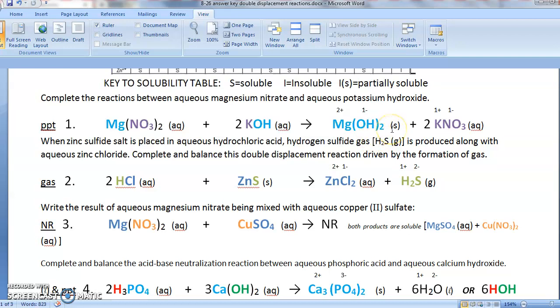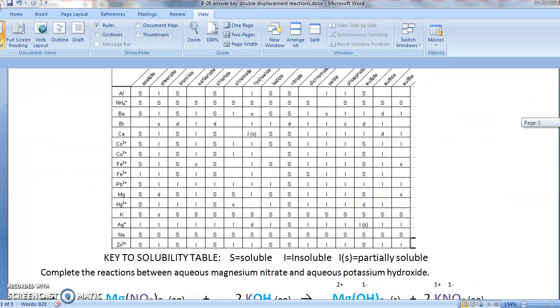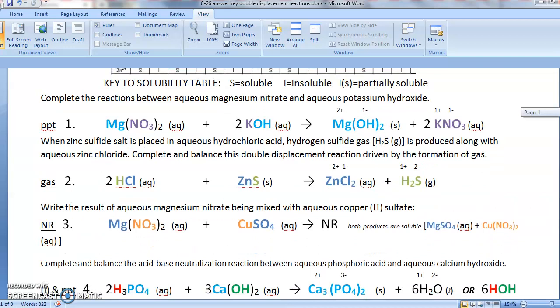Still floating in the solution, however, are the potassium ions and the nitrate ions. K+ and NO3- are still floating around. They will not precipitate out of solution. Here's the potassium ions. We head on over to the nitrate ion column, which is right here, and we will see that they will stay in solution. They are soluble.